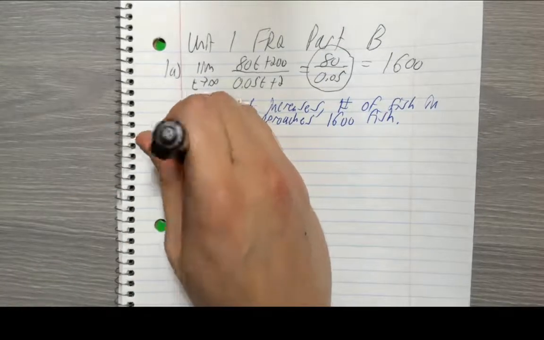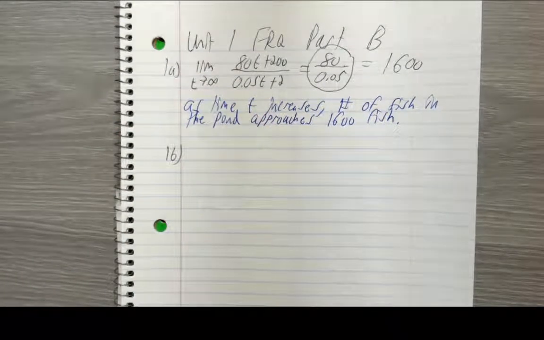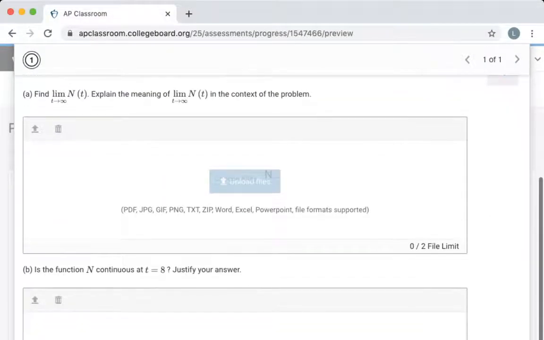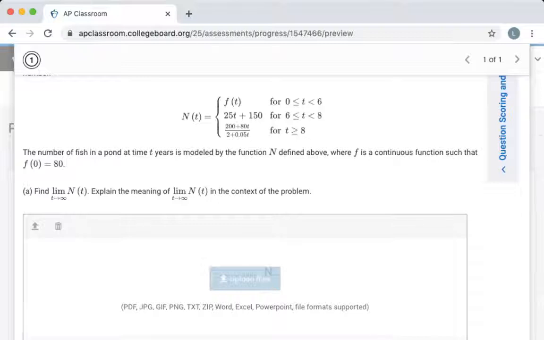All right. Let's look at 1B. So looking back at the question for 1B, it says, is the function n continuous at t equals 8? Justify your answer. Well, guys, we're using our favorite rule or favorite concept, which is the definition of continuity. This is going to be a little bit different, and here's why. General functions that are just one function, all we have to do is just take the limit as it approaches that value, and then set it equal to the actual defined value.